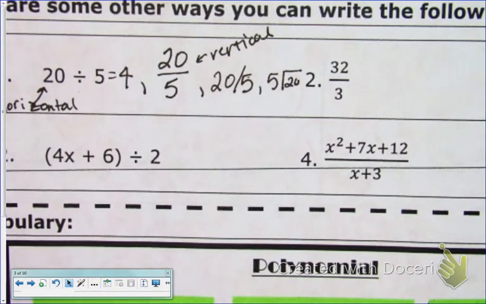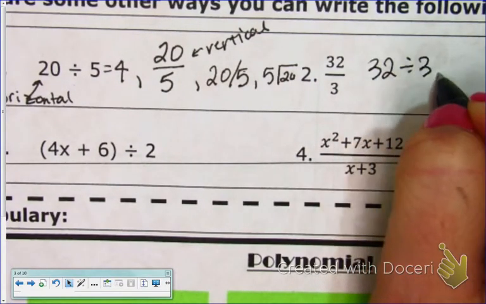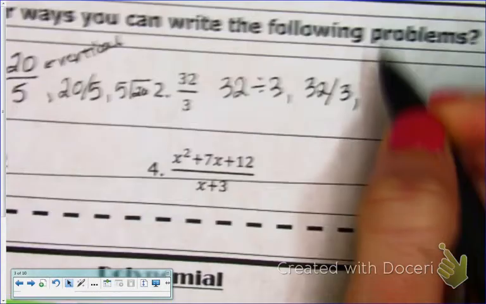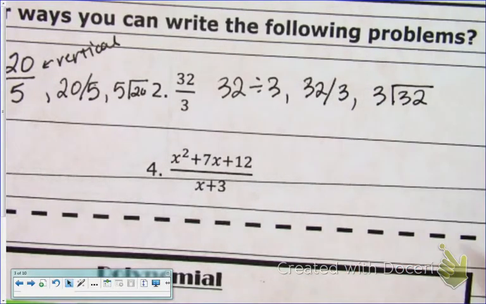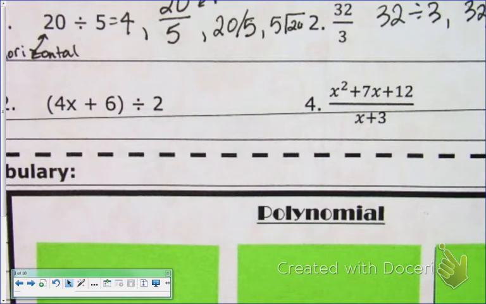Alright, so back up here, again, there's a couple of different ways that you can write it. You have 32 divided by 3. You have 32 with a slash and a 3. You have your doghouse. A lot of different ways. There's not one way to write it. Now, if we look at number 2, that's a little bit different. How could we write that vertically?